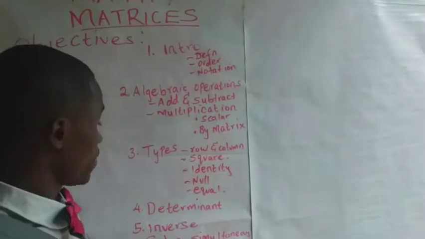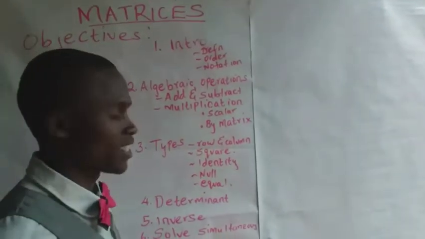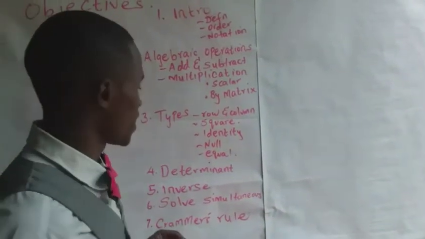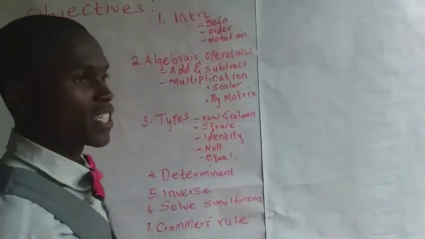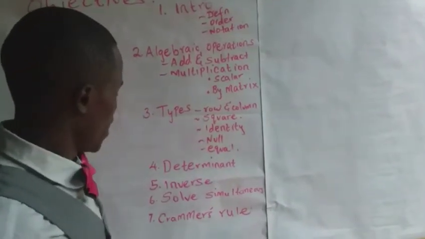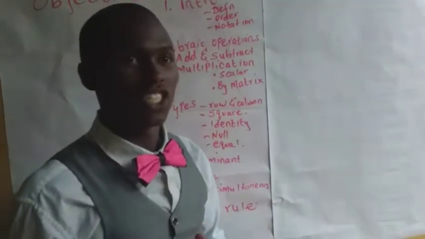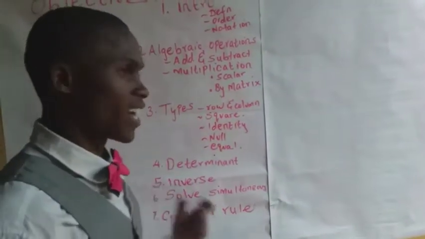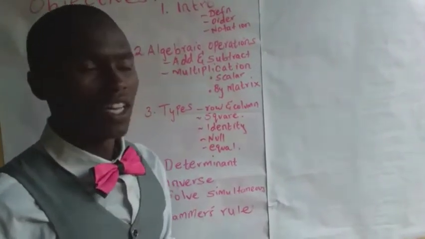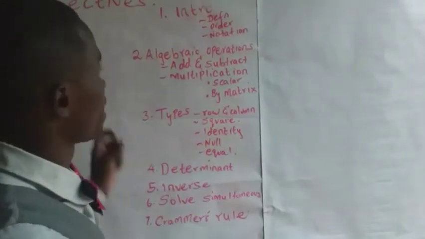In the objective number 4, we're going to look at determinant of a 2 by 2 matrix. And objective number 5 is the inverse of a 2 by 2 matrix. Number 6, we'll solve a simultaneous equation using the matrix method. And finally, I'll show you a formula that no other teacher in class will ever teach you. This formula is known as Cramer's rule that you can use in solving a simultaneous equation. So let's get straight to the point and start with the introduction on matrices.